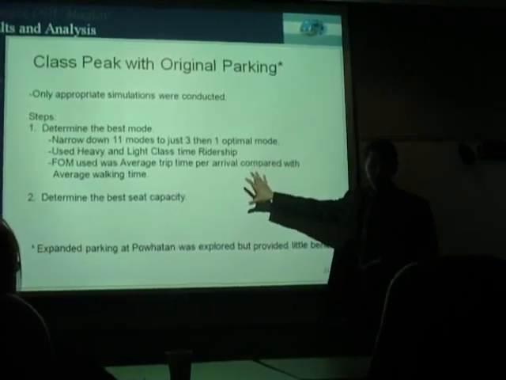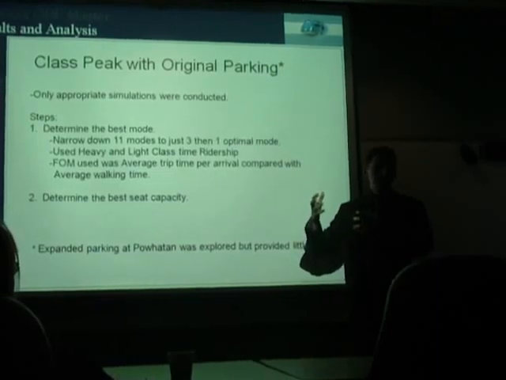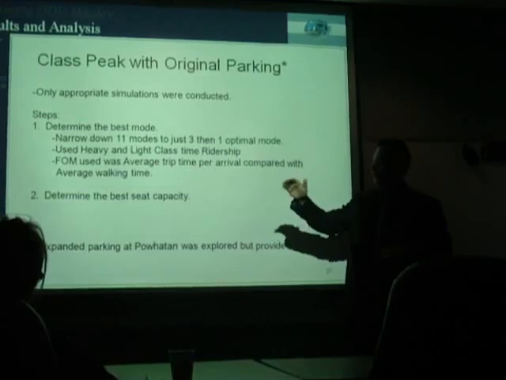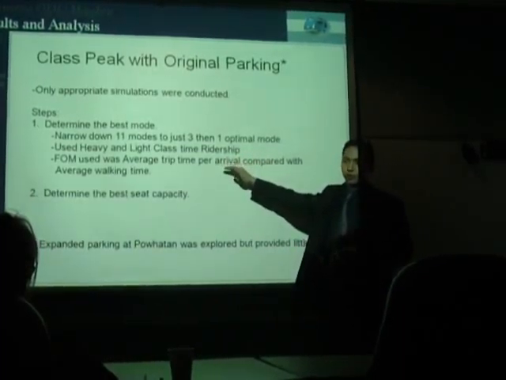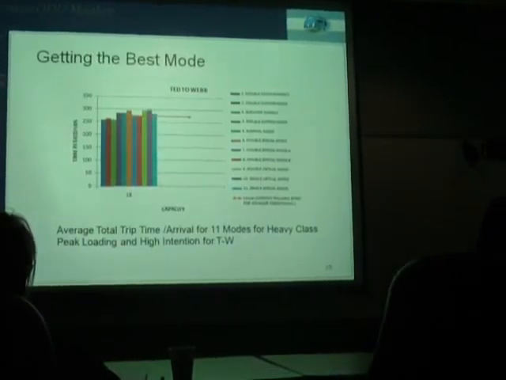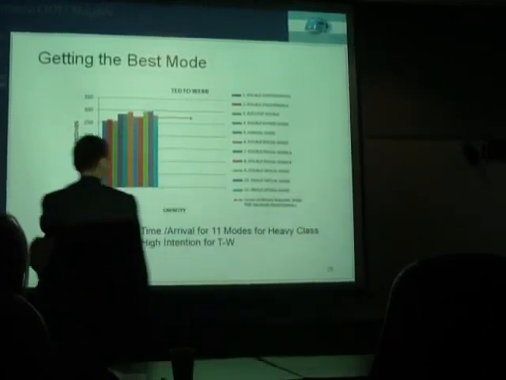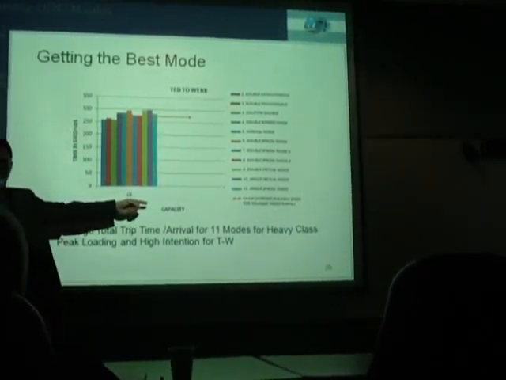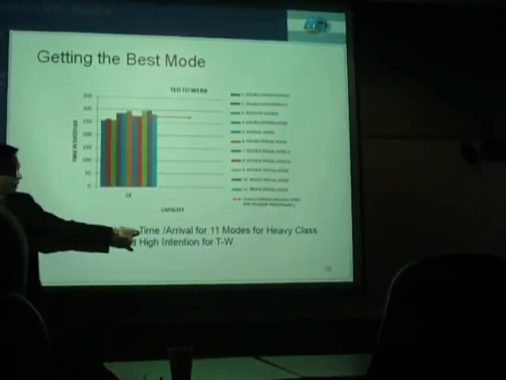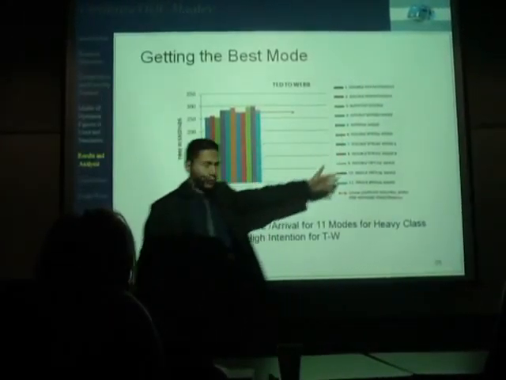This is true for class peak, because even if you have a lot of passengers coming, or the ridership demand is high, you still have the same mode, or the best mode still comes up the same. And you'll see it in the following chart. What do you see here? The x-axis is the capacity of the sled. The y-axis is the average total trip time per arrival in seconds. And I have simulated all 11 modes.